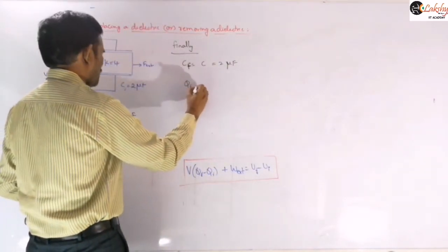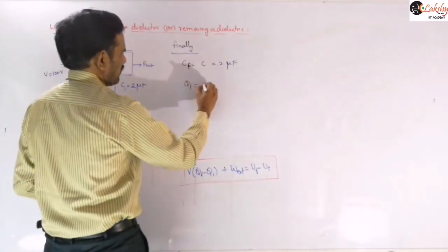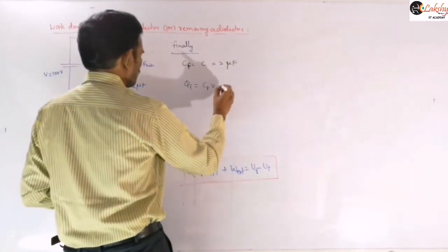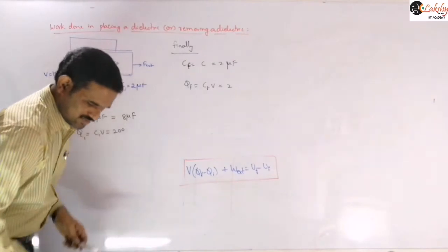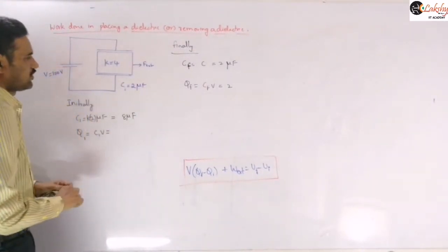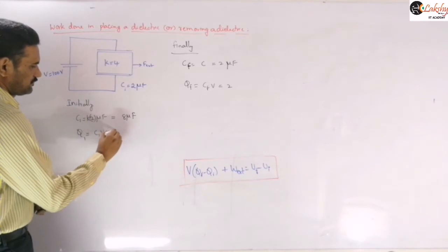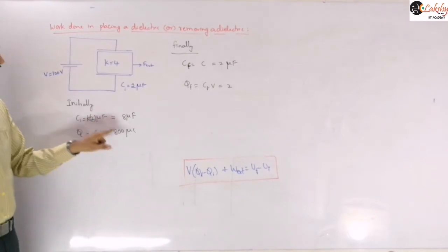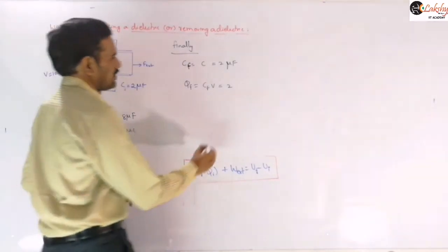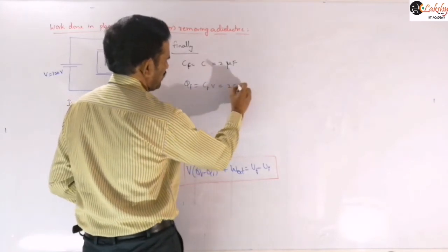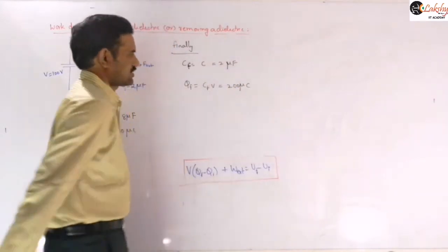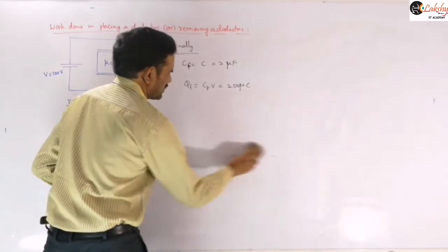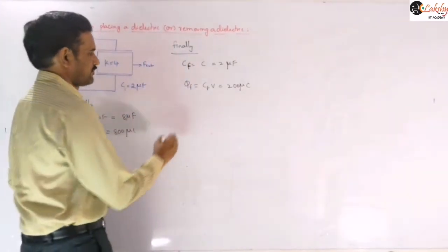Now the final charge I am writing here. The final charge is C final into V. The V value will remain the same, since the battery is still continued in the circuit. The initial charge we need to change here: 8 into V, 800 microcoulombs. This is because C value is KC, so it is 8 into V, 800. Now the final is 2 into 100, so it is 200 microcoulombs, right? Now let us write the data we need here. Next I am writing the work done by the battery.